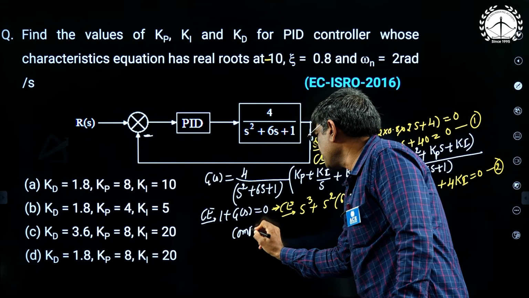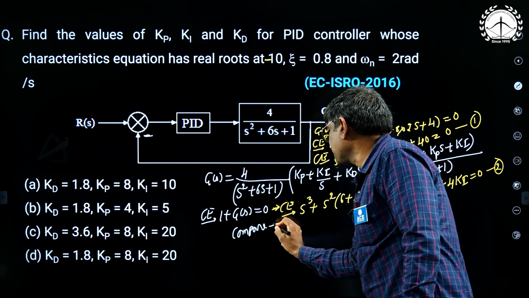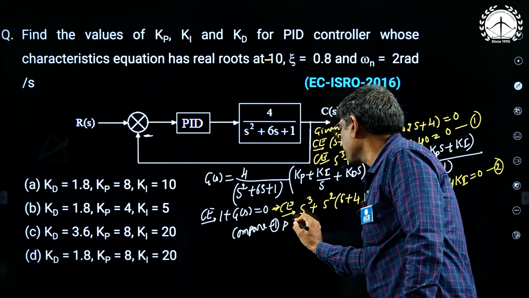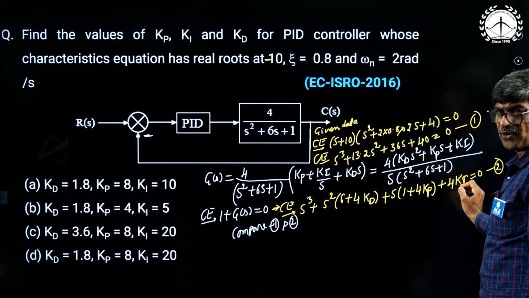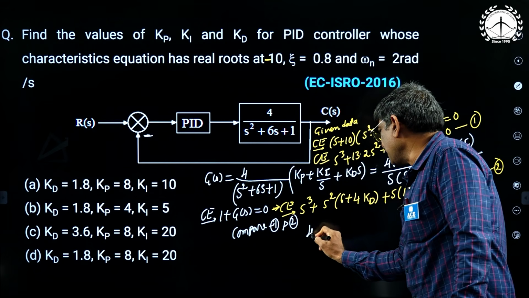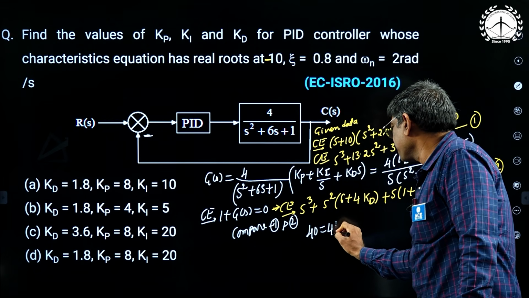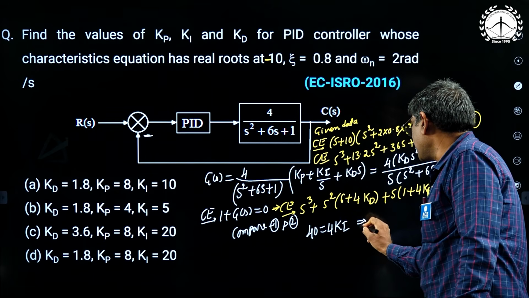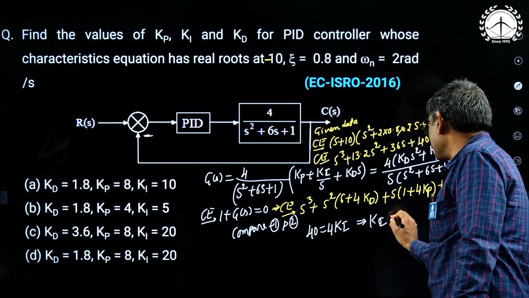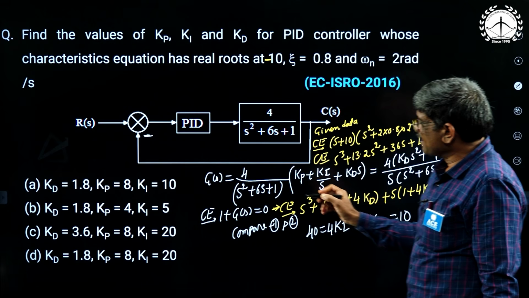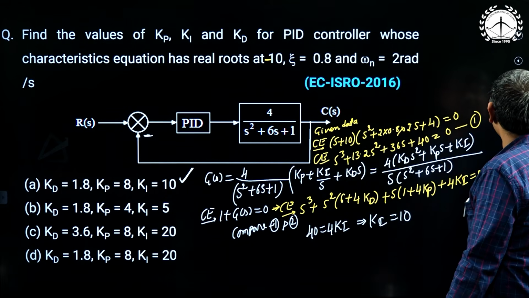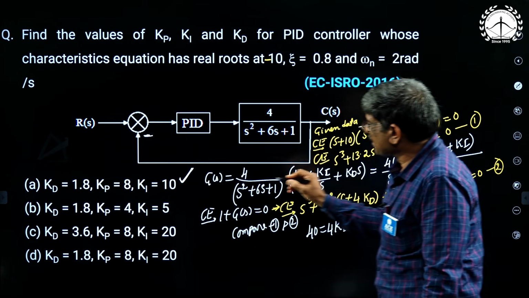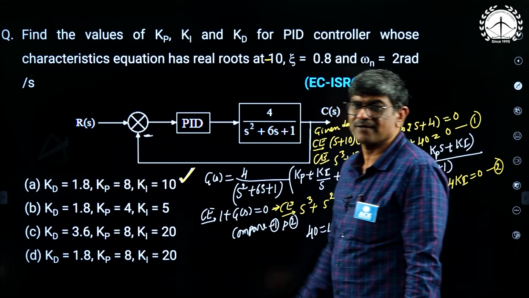No need to compare all terms. Compare the easiest factor in 1 and 2. Which is the easiest factor? You can see here 40 equal to 4 Ki. Then Ki equals 10. Observe the options: Ki equal to 10 is only in option A. So option A is correct.